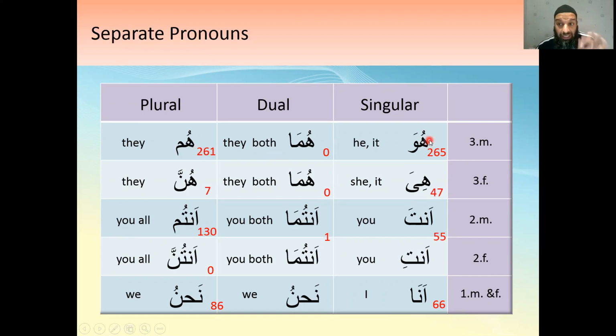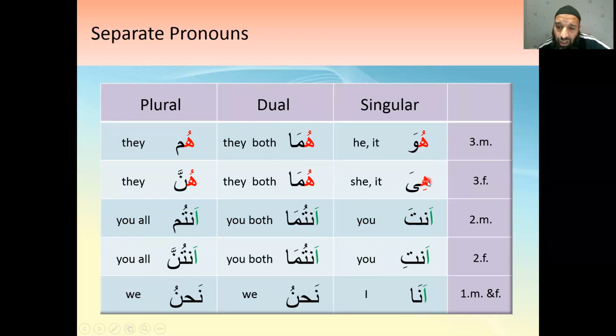Okay, so it's just individual words that you have to learn. No pattern. There is a bit of a sort of help. I'll give you the help here. Look at that. Third person start off with the ha. First person start off with the alif. See that? So huwa, huma, hum. And then for feminine, it's hiya, huma, hunna.